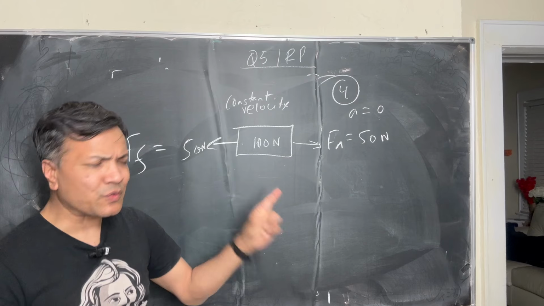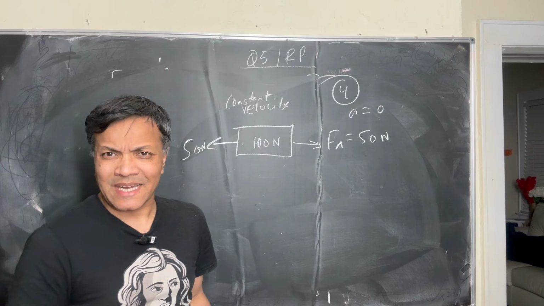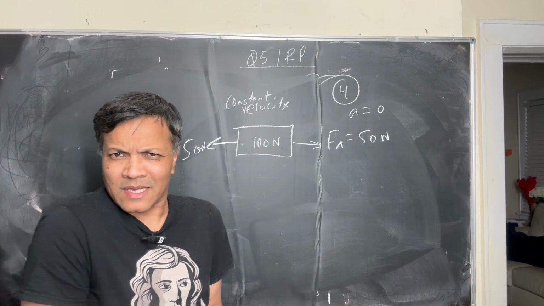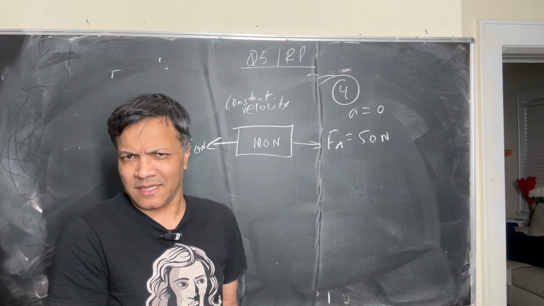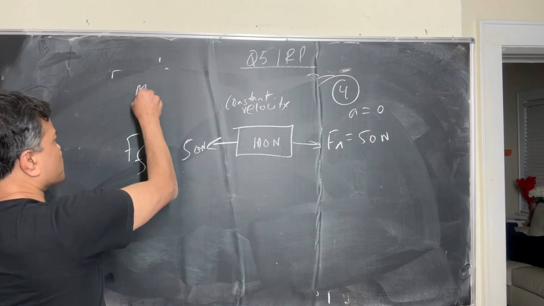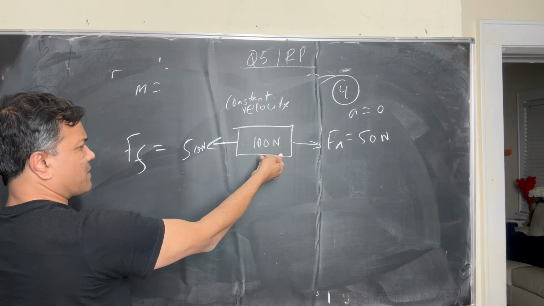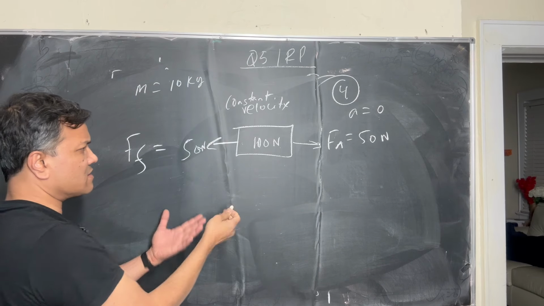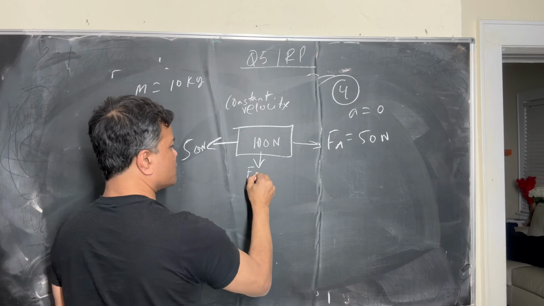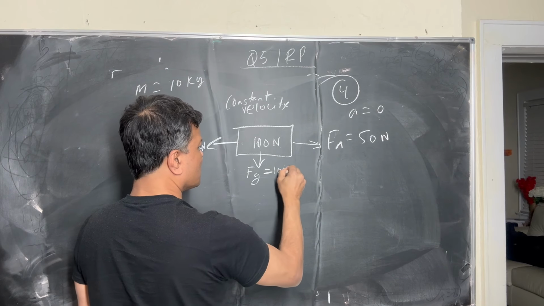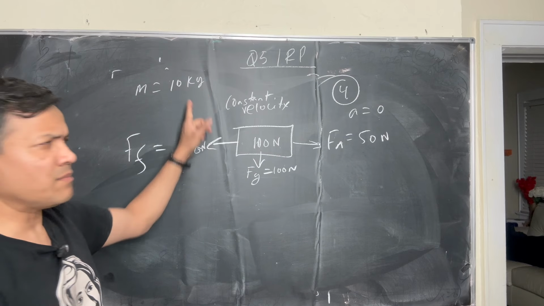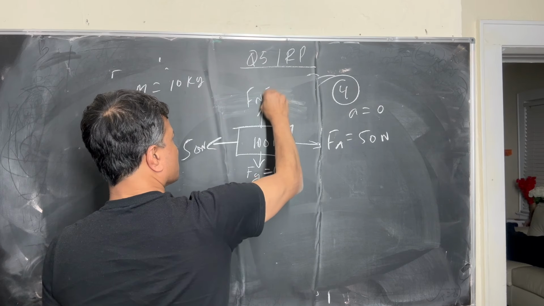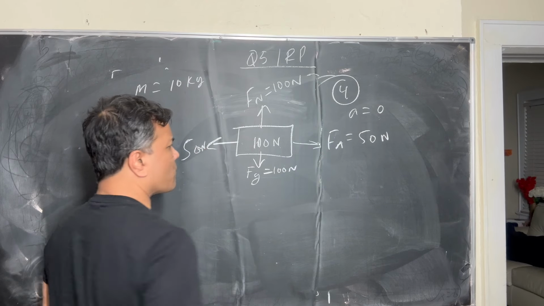Now, another story is, I did not give you the mass, but I gave you the weight. I don't need to give you both. If I give you weight, you can divide by 10 and get the mass. So if you really want the mass of this one, divide by 10, the acceleration due to gravity. So you get 10 kilograms, but you don't need it. Fg is 100 Newtons because the mass is 10 kilograms, and Fn is also 100 Newtons.